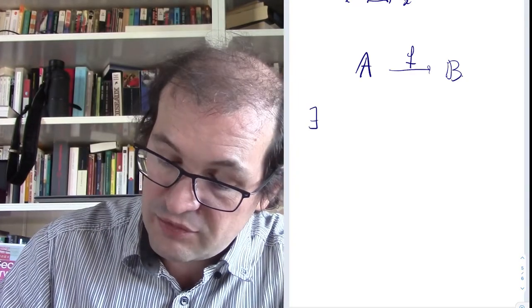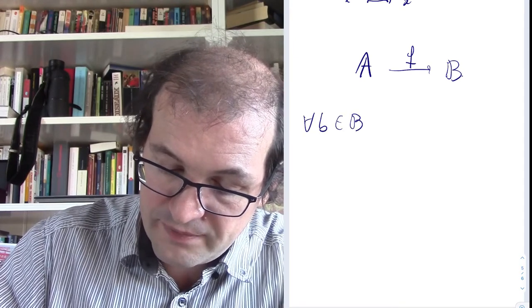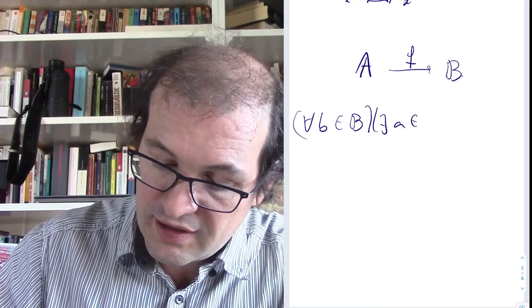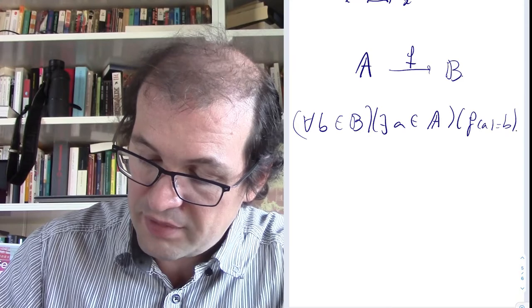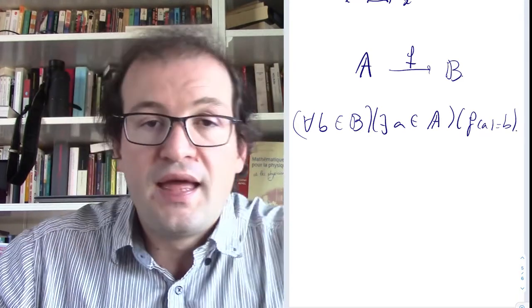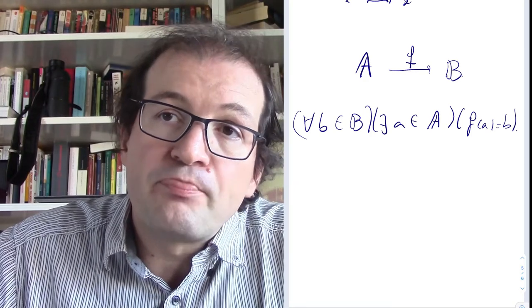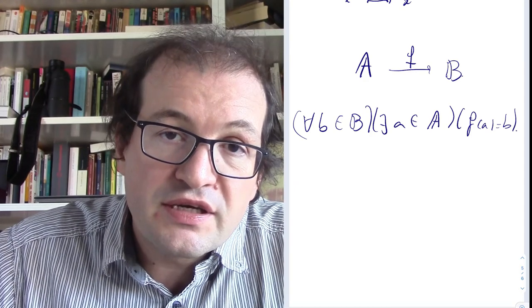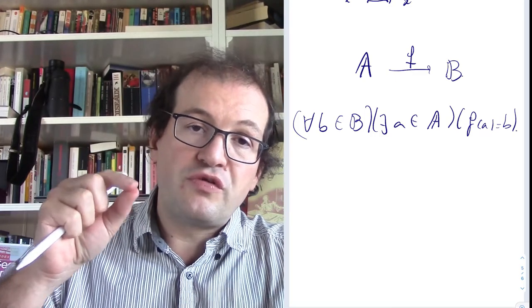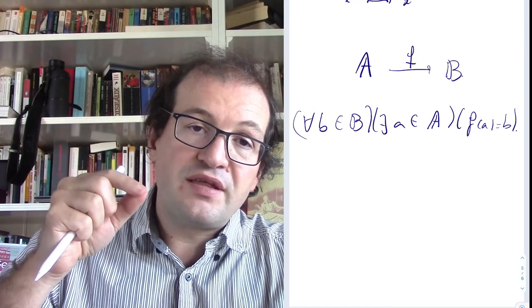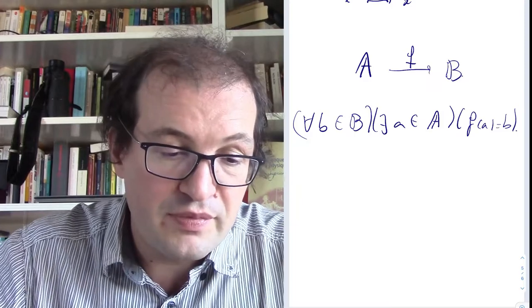So let's write this in symbolic terms. For all b in B, there exists a in A such that f of a equals b. That's the definition of surjection. And again, if a function is both surjective and injective, then we say it is bijective. And it means that there is a one-to-one mapping. Every value in A is associated to a value of B, and vice versa. Every value of B is associated to one value of A. So there is really a one-to-one mapping, a very important type of mapping.